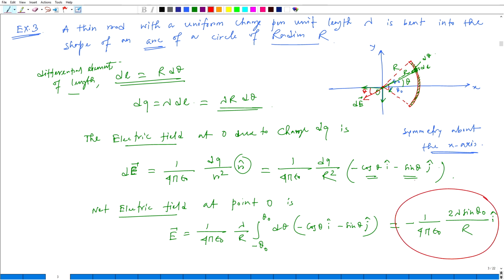We will interpret this result in the next class, and in the meantime you must verify this result by doing some simple integral. So we will see in the next class.